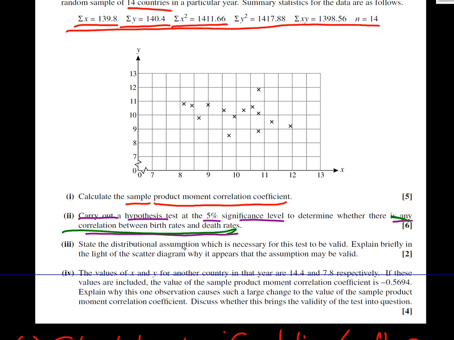Okay, what's the next part of the question? State the distributional assumptions that are necessary for the test to be valid. Explain briefly from the scatter diagram why it appears the assumptions may be valid. Okay, there's only one thing we have to be able to say, that the data is bivariate, and each one is normal. Each of these has got to be normally distributed.